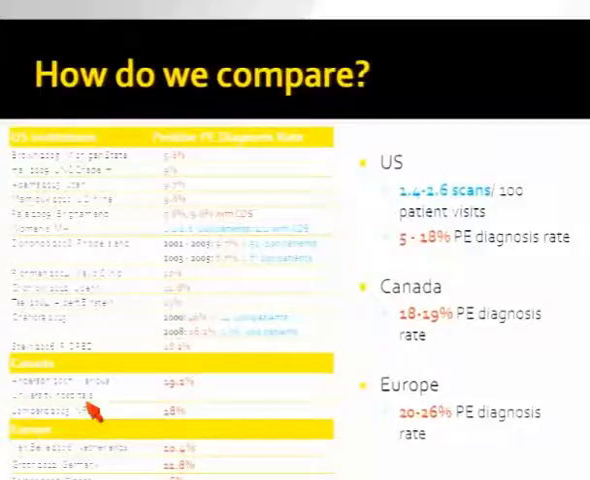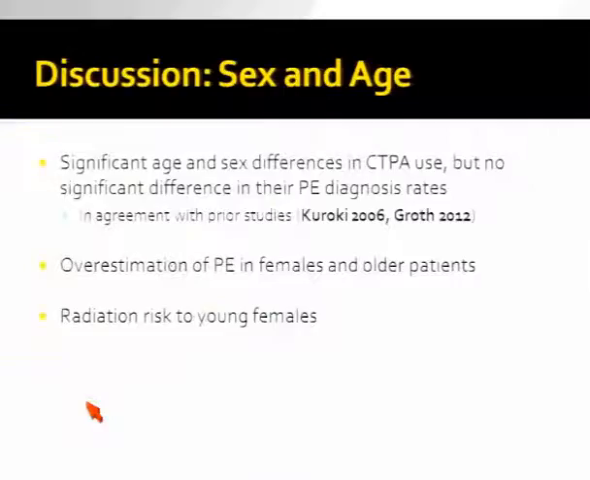Our result of a 16.7% overall institutional level positive PE rate is higher than most reported American data, which mostly report values below 10%. The original PILOT-2 study had reported a positive rate of around 18%. Compared to Canadian and European data, our rates are similar to other Canadian institutions and lower than European institutions. Our results of higher utilization rates in females and older populations without significant difference in positive PE diagnosis rates are in agreement with previously published data.